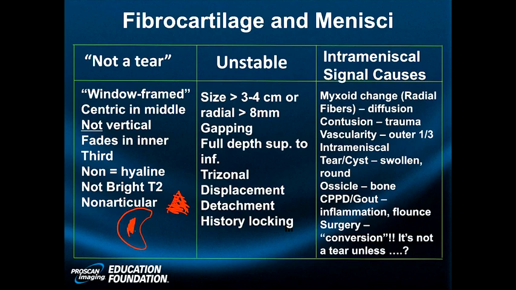And I've seen them evolve. I've seen a hockey player, NFL hockey player, who had this. He's a goalie, and then 2 days later, giant bucket. So buckets are vertical tears that evolve. Is it full depth? Does the tear go all the way through, or does it just go partially through? Is it trizonal? Is it in the inner third, middle third, and outer third? Now, these have to be taken in their totality. Is there displacement, turning, twisting, migration? And does the patient have a history of locking? Here are all the causes of intrameniscal signal that I gave you before.